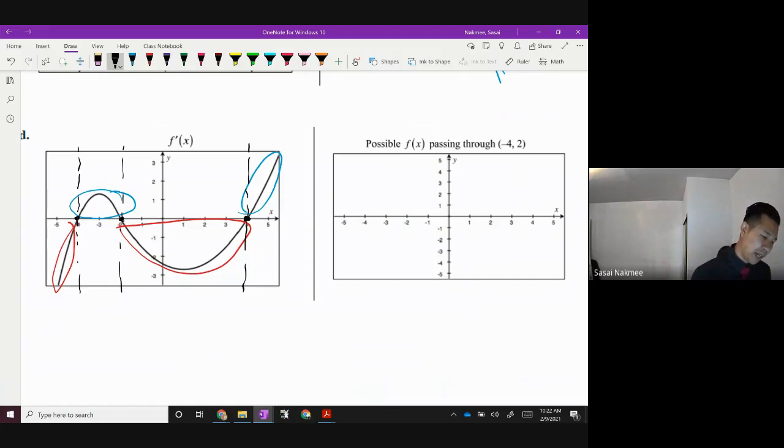Oh, that's a key one right there. They tell you that it's passing through the point -4, 2. So that is a key point right there, which happens to be a critical point. Now, is that a relative max or relative minimum? Do we know? Wait, did I draw that wrong? -4, 2. No, that's right. -4, 2. That's the point right there. That's good.